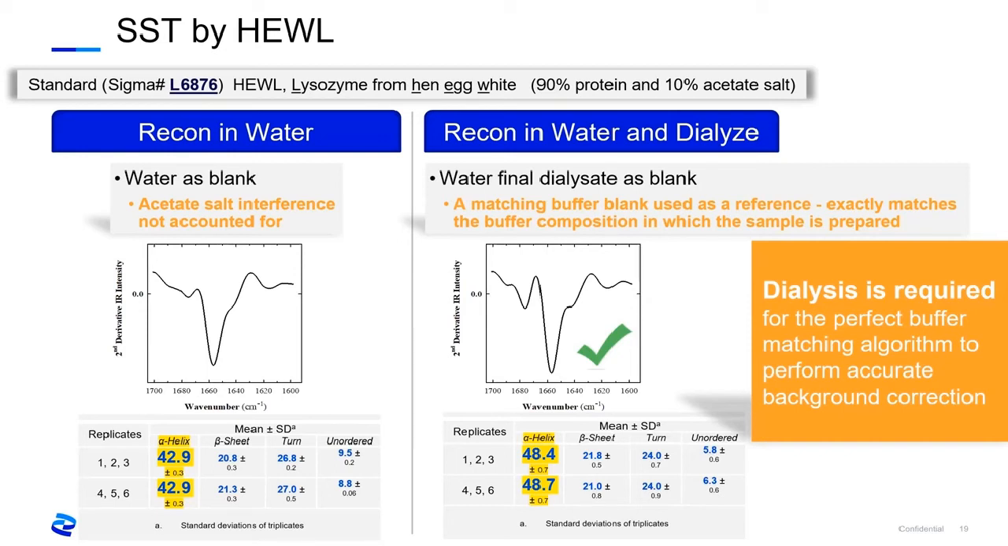And the differences, for example, for the major structure element, the alpha helix structure, you can see the content can be off by 6%. So we wanted to bring this up for attention. Dialysis is required for the perfect buffer matching algorithm to perform accurate background correction here in MMIR.